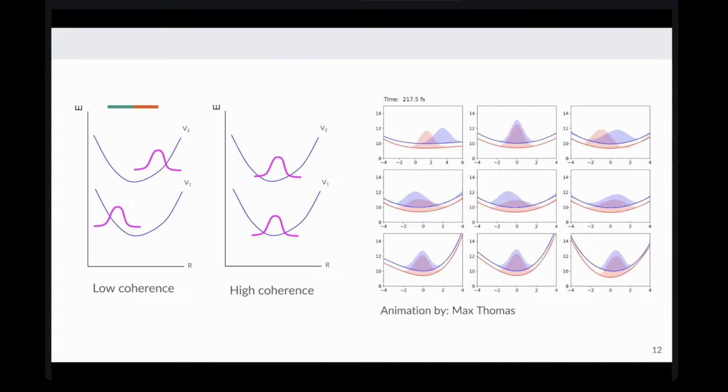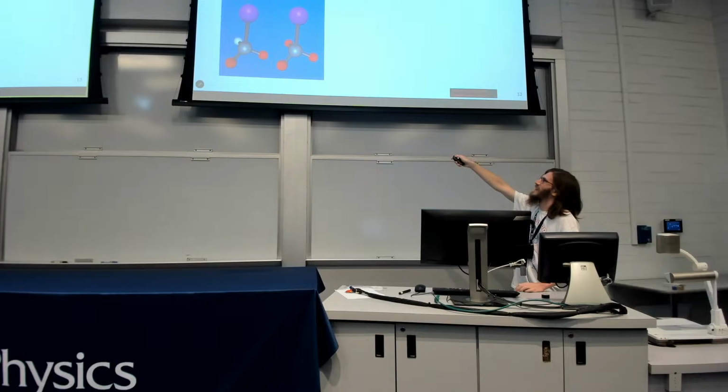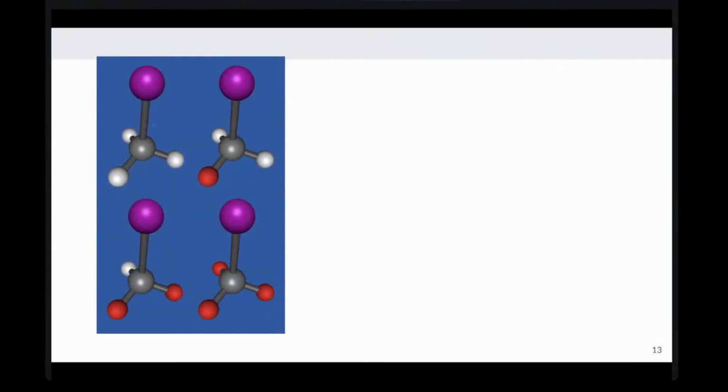So low coherence is nice. To get something even better, we ideally want to compare it with some other system. And this is where the isotope substitution comes into play. We didn't just calculate the coherence for methyl iodide, we also calculated it for systems in which methyl iodide's 1, 2, or 3 hydrogens are replaced with deuterium.